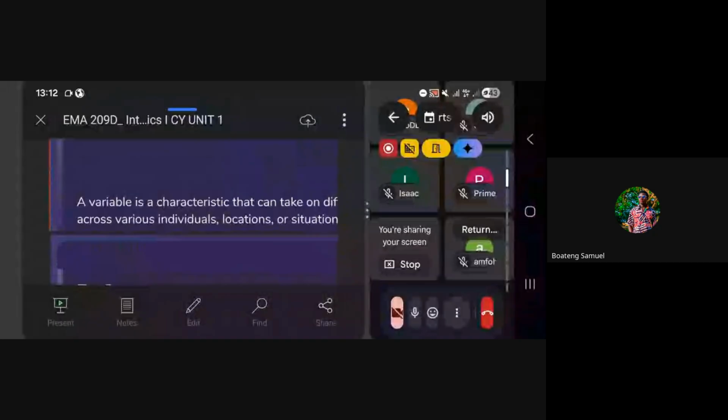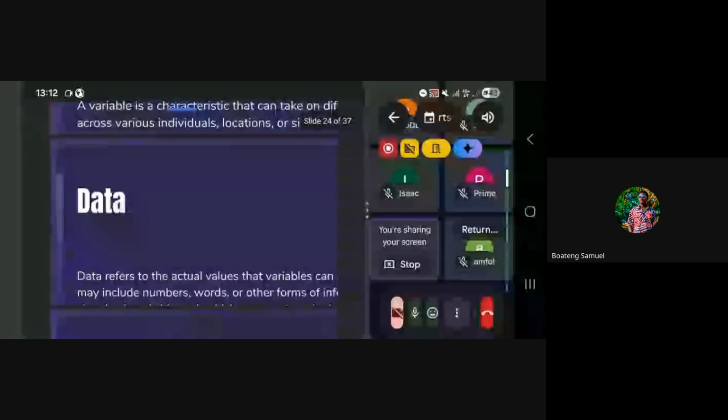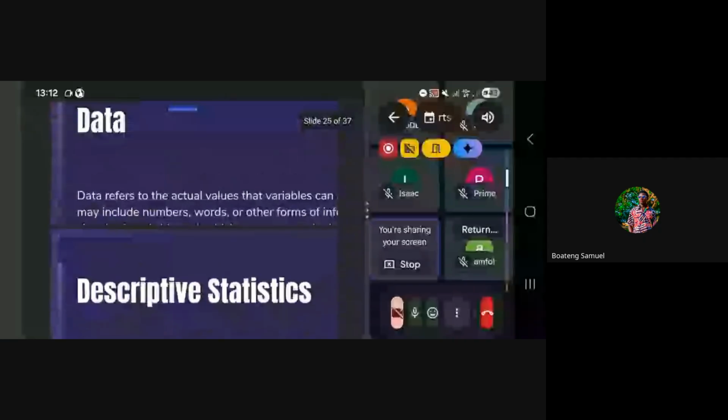So a variable has the characteristic of taking different values across individuals. If I want to check the age, the height, the weight, all of these fall under variables across individuals. It doesn't matter your location, I can check your weight and your height, whatever situation you find yourself in. Then it also comes with analysis. When I have my variable, it can also go through some analysis.